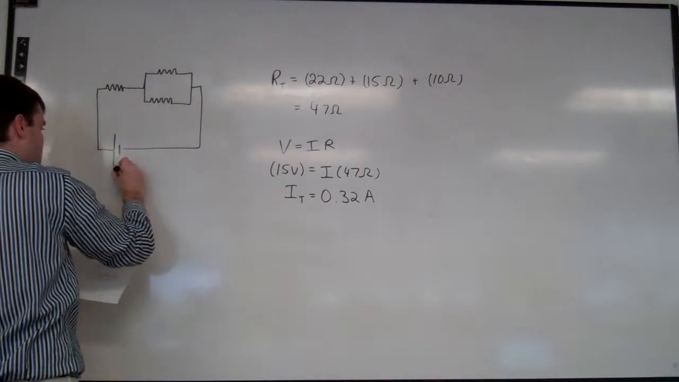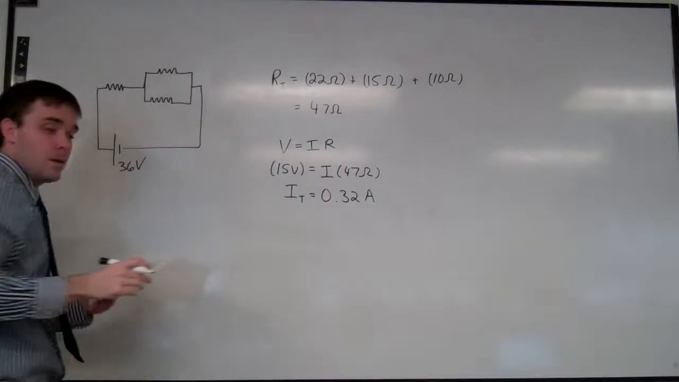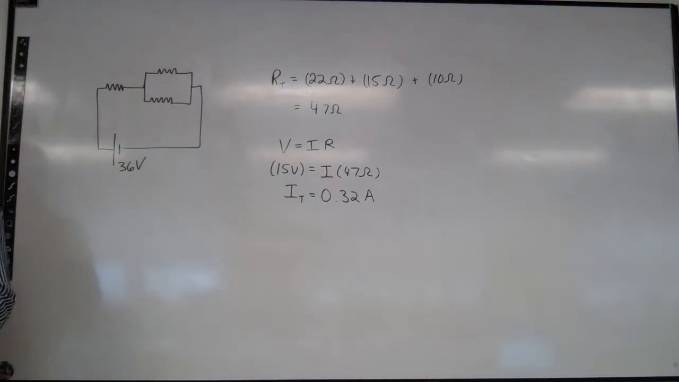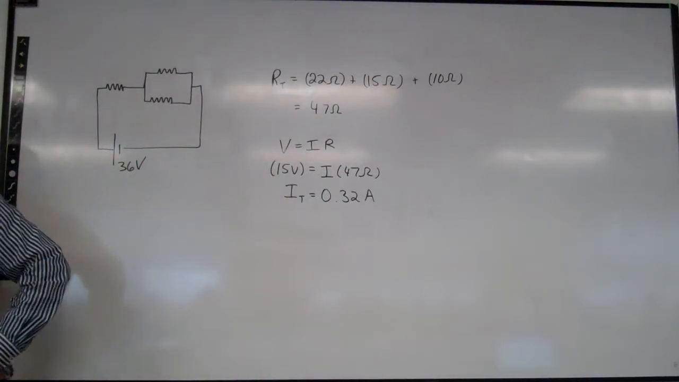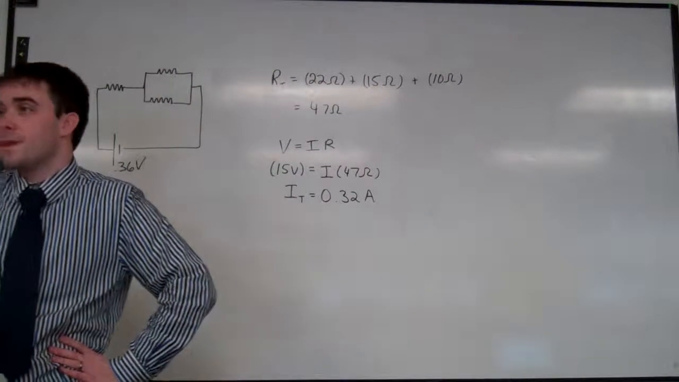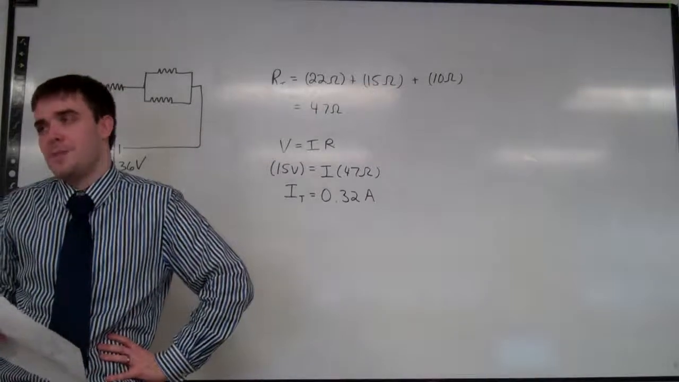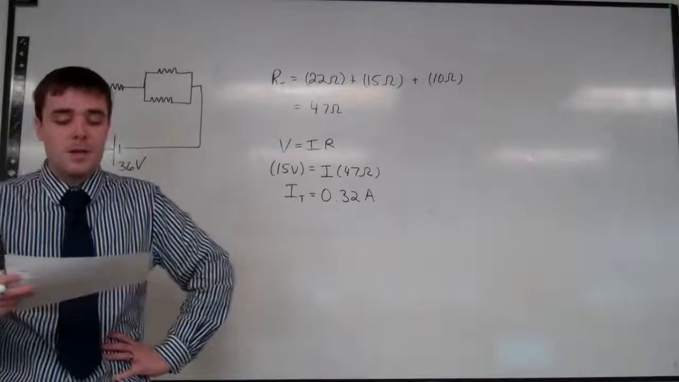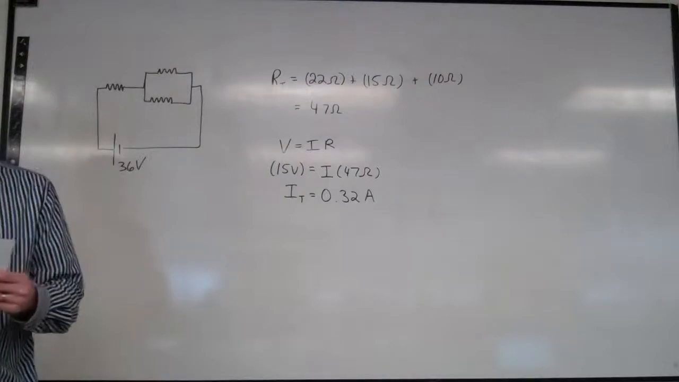On the worksheet, when number 1 says find the total resistance, and number 2 says find the equivalent resistance, what's the difference? Total resistance and equivalent resistance mean the same thing. So if you see total or equivalent, that's why I put them both on there, so you get used to both. Total and equivalent resistance mean the same thing.